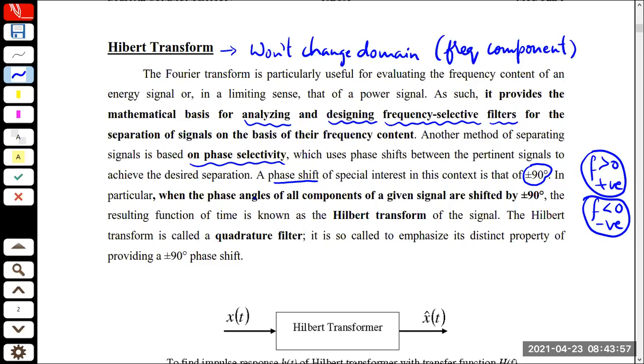In particular, when the phase angles of all the components of a given signal are shifted by plus or minus 90 degrees, the resulting function of time is known as the Hilbert transform of the signal. The Hilbert transform is also called a quadrature filter. It is so called to emphasize its distinct property of providing a plus or minus 90 degree phase shift.